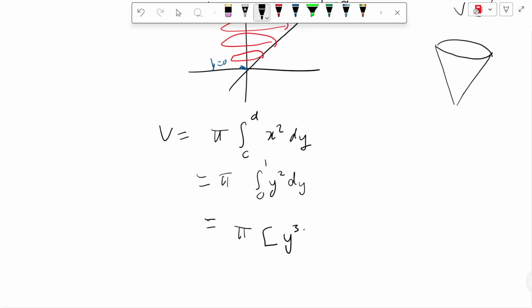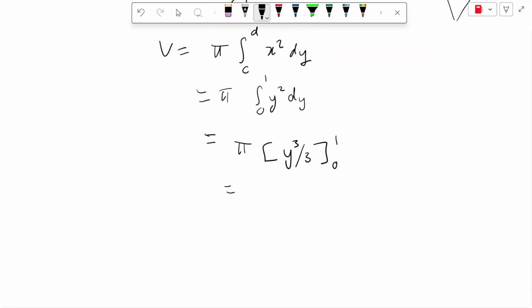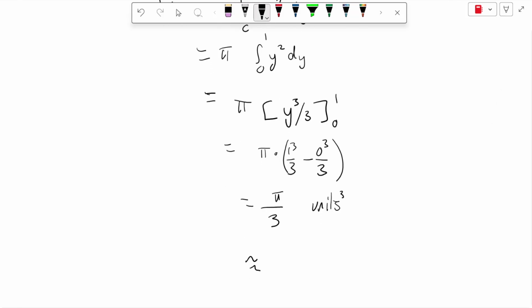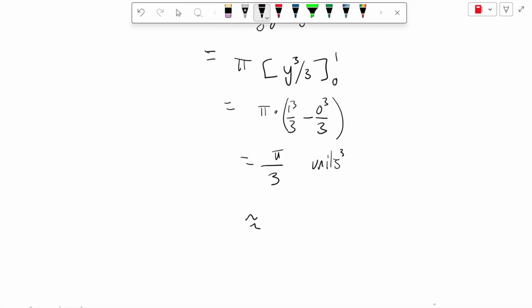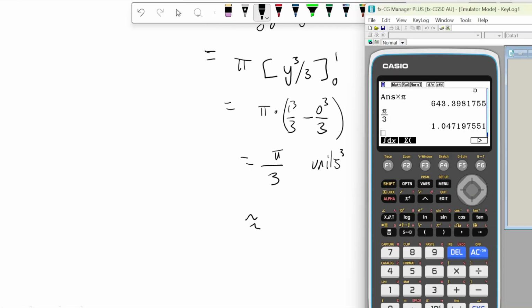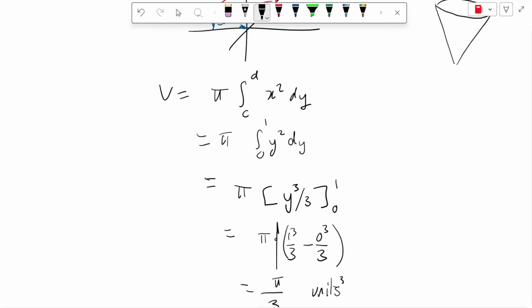You've got y cubed over 3 from 0 to 1. And so that's just pi times 1 cubed over 3, take 0 cubed over 3. Or in other words, it's 1 lot of pi over 3. Pi over 3. We can get an approximate for this. So whatever pi over 3 ends up being, it's a third of pi, which is 1.05.